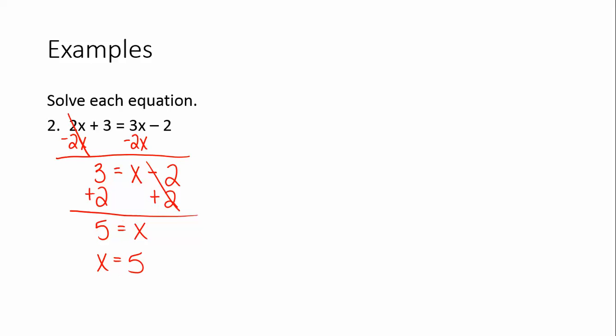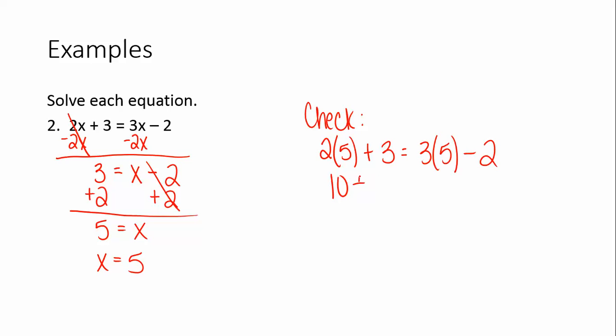Those are both the same answer. And again, I want to show you a check. If we check our solution, we need to plug that 5 in where we see both of the x's in the original equation. So 2 times 5 plus 3, and 3 times 5 minus 2. So we get 10 plus 3 on the left, we get 15 minus 2 on the right, and we get 13 equals 13. That checks out. We know that our answer, x equals 5, is correct.